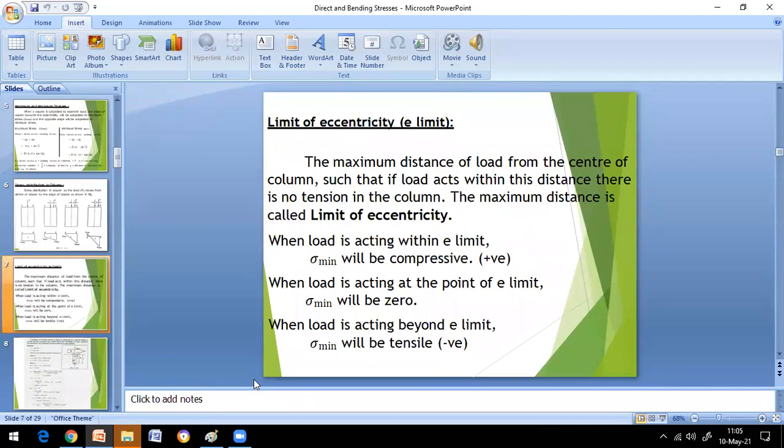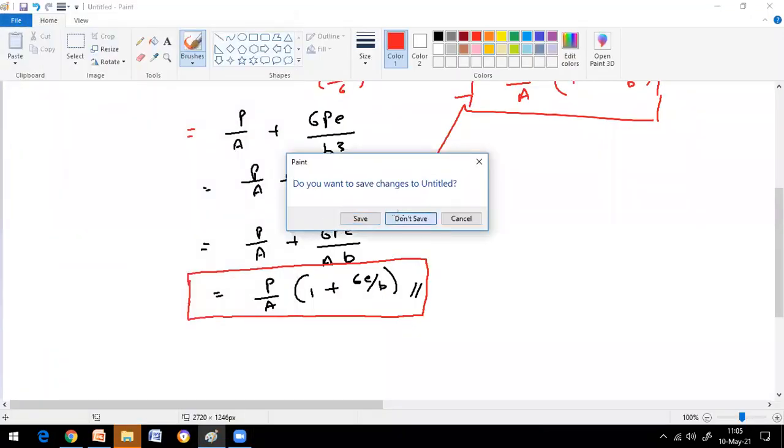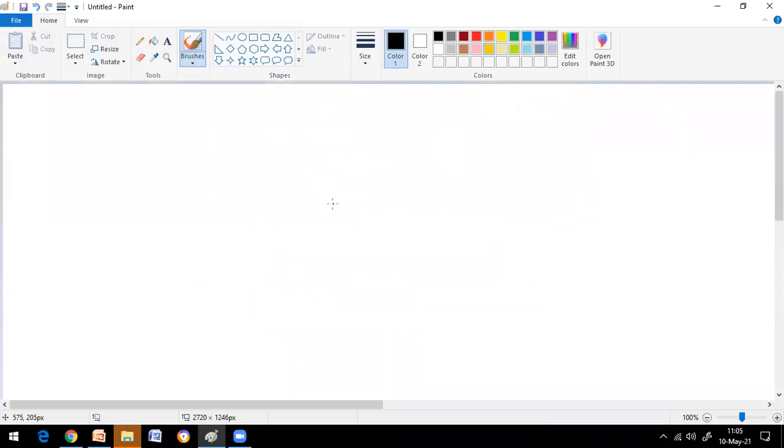Now let's discuss something very important. You can put three to four star marks on it as far as GATE and competitive exams are concerned. Now keep the heading: condition for no tension in the section. Can you tell me what we mean by condition for no tension in the section?